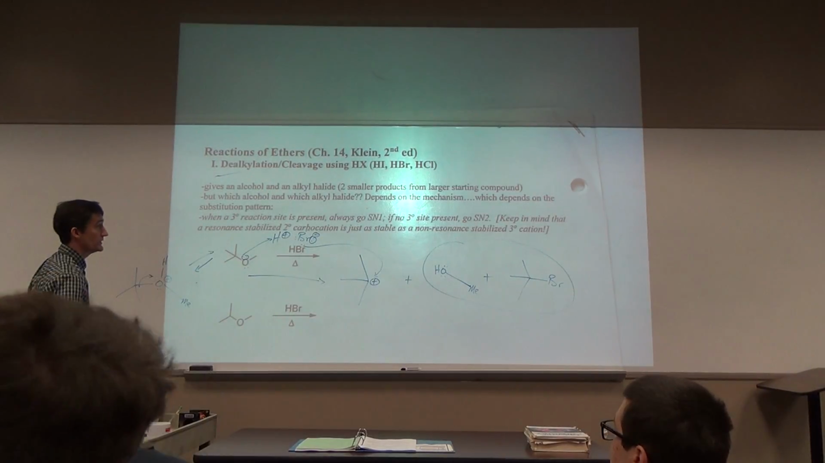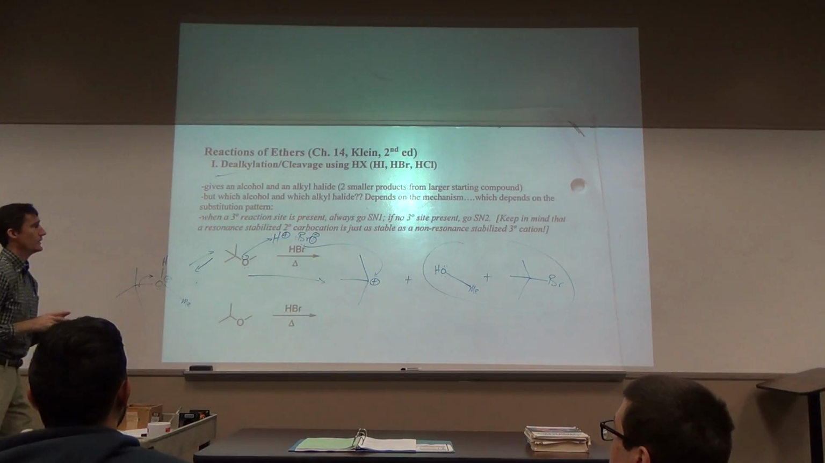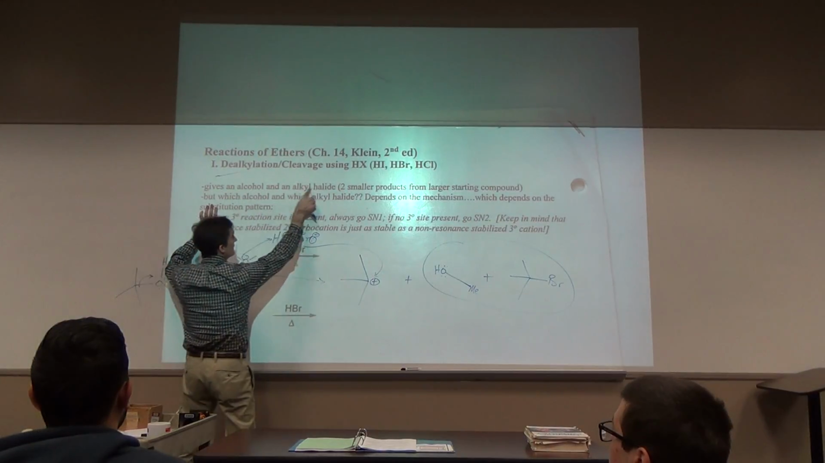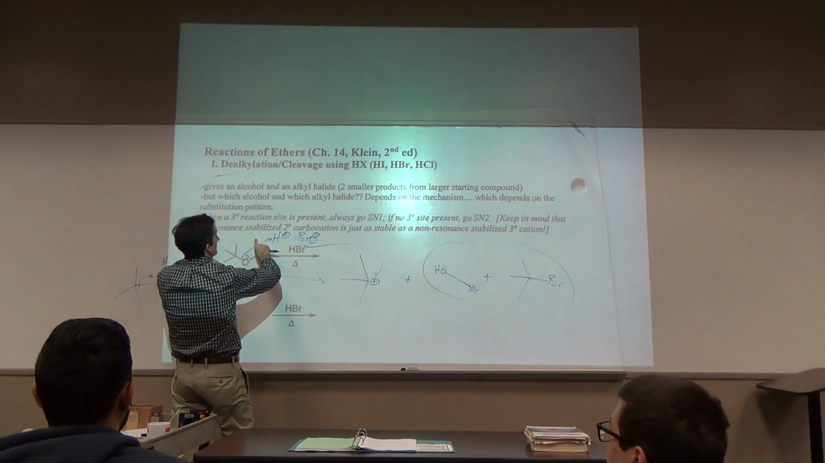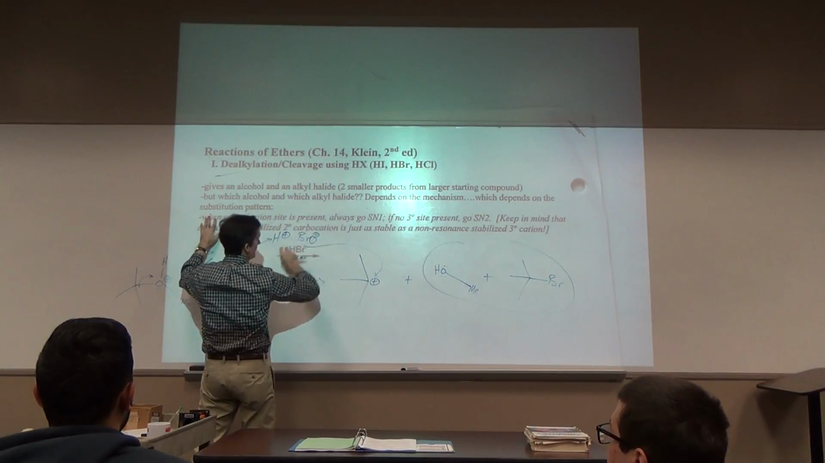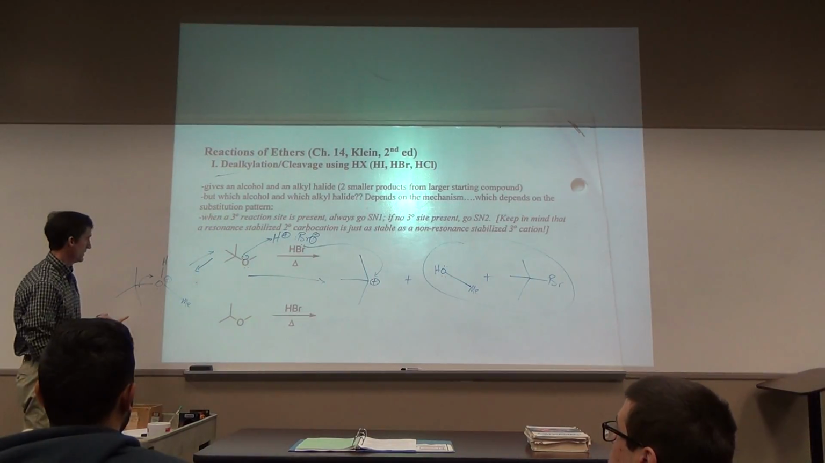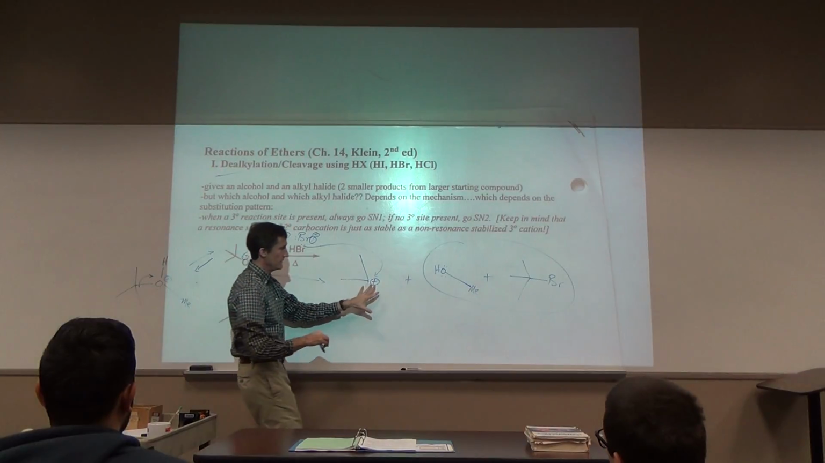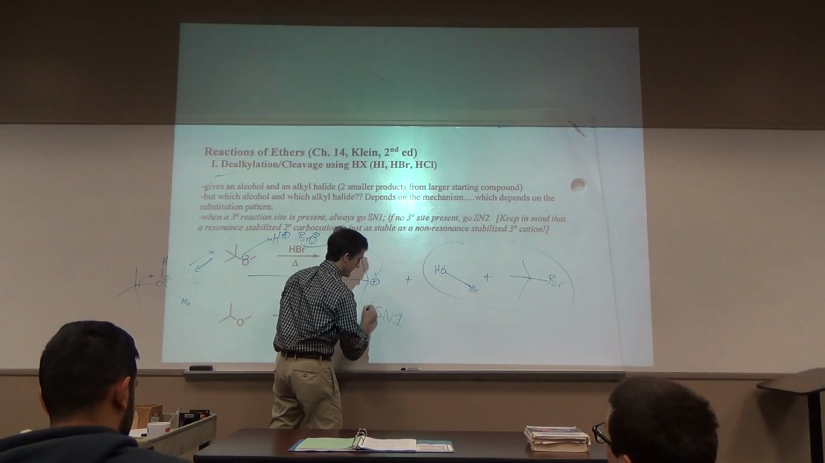And it's just a reaction we need to know, because it also helps us practice our basic understanding. Okay, it gives an alcohol and an alkyl halide, two smaller products. There they are. But which alcohol and which alkyl halide? It depends on the mechanism. What mechanism did we do? Leaving group leaves, we make a cation, then something attacks. SN1. We did SN1.